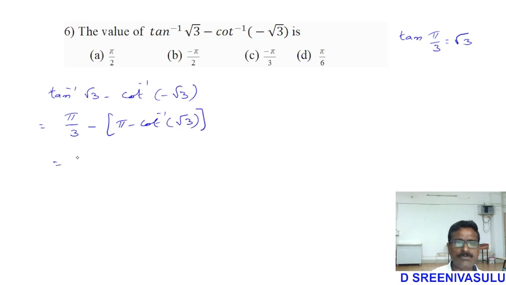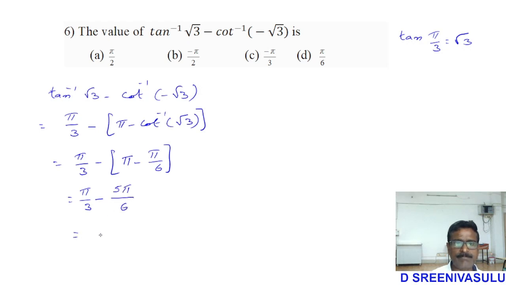This is equal to pi by 3 minus pi minus, you know what is cot 30? Cot 30 is root 3. That is, cot inverse root 3 is equal to 30 degrees, pi by 6. This is equal to pi by 3 minus pi minus pi by 6, that is 5 pi by 6.